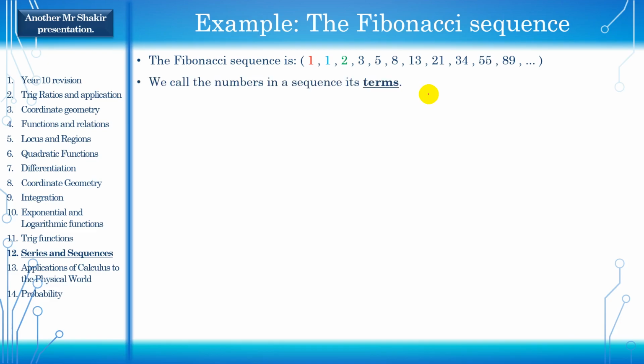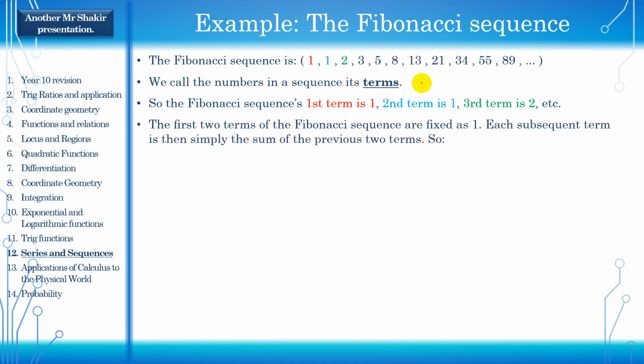So we call the numbers in a sequence its terms. So that is a term, that is a term, that is a term. They're all terms, right? This is the first term, this is the second term, that is the third term. So the Fibonacci sequence's first term is 1, second term is 1 as well, third term is 2, and so on and so forth. And how does that actually work?